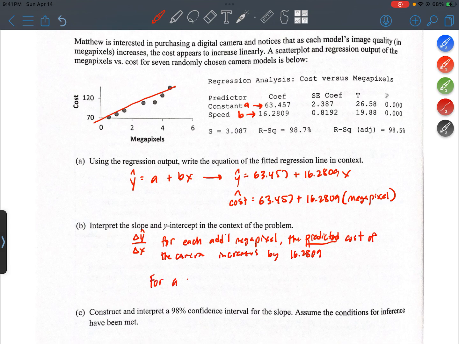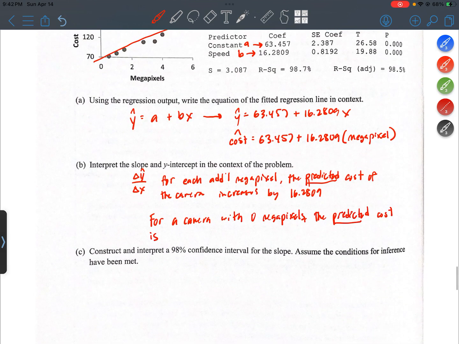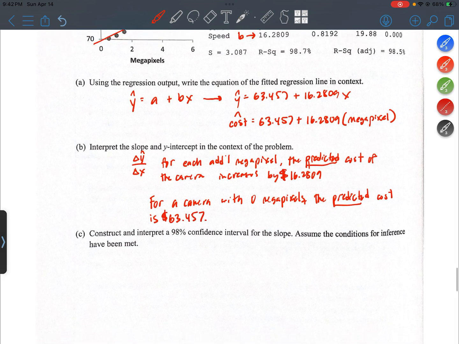For a camera with 0 megapixels, the predicted cost is $63.45-ish. Let's put the dollar sign there for the units. All right, clearly this problem is pretty dated. I don't think you can get a digital camera that cheap anymore, but that is beside the fact.